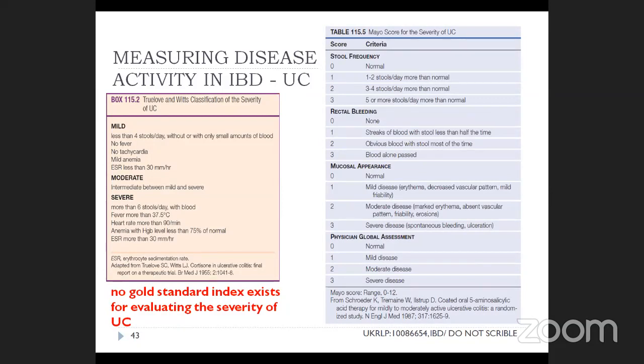So how is the disease activity of ulcerative colitis monitored or assessed? There is no standard index for evaluating the severity of ulcerative colitis like the CDAI. The CDAI is universally used and has good implications. However, for ulcerative colitis, there are plenty of disease activity indices. The most commonly used is the Truelove-Witts classification, and there is also the Mayo score for severity index, and different criteria have been used in different indices. We can use any one.